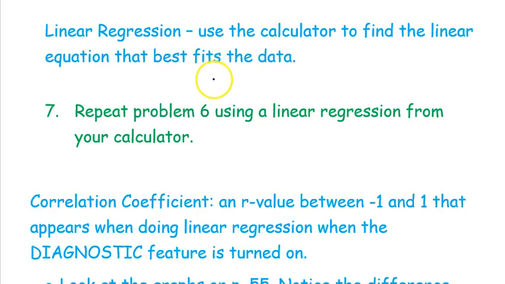Okay, linear regression is when we use the calculator to help find the equation instead of trying to do it by hand, because even though we did that one by hand, it's not perfect. It's not the best it can be. And a calculator helps us because it finds the absolutely best line that would go through the most points and fit that data perfectly, or as close to perfect as possible. So we're going to repeat this problem, and we're going to use the linear regression from our calculator and estimate.